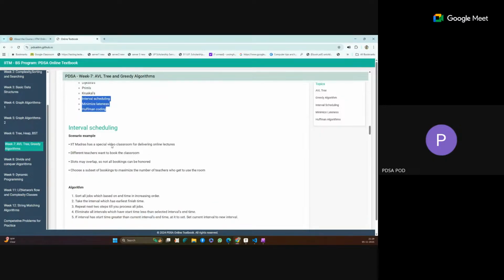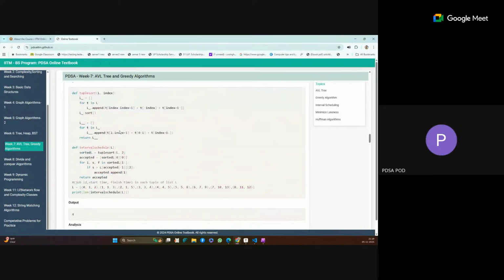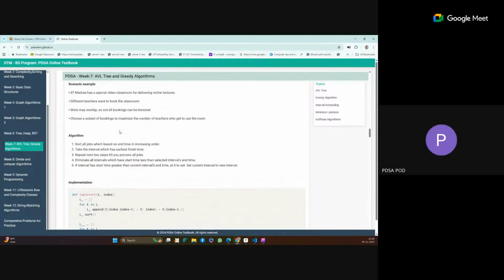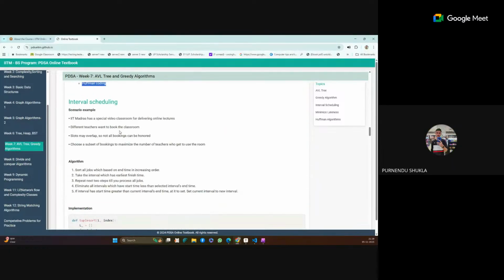So what is interval scheduling? I hope this problem is clear. I have one question here. Interval scheduling, minimize lateness and the Huffman algorithm: are these primary algorithms in DSA, or where are we applying all these techniques?